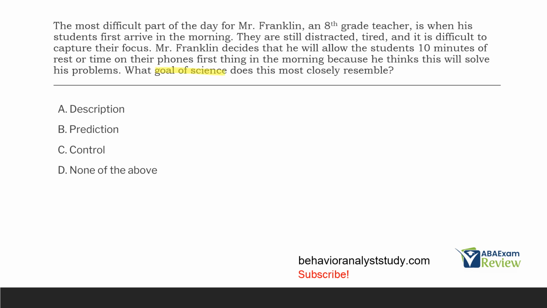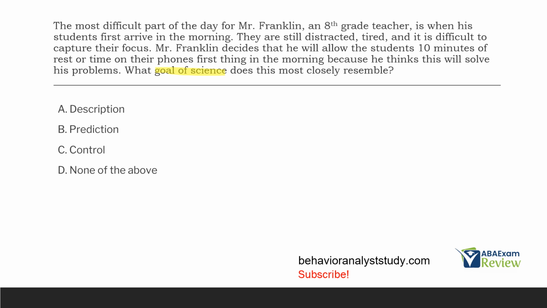All right, goal of science at the very beginning of our task list. What are the 3 goals? Description, prediction, and control. Description is the lowest level. We're simply describing a phenomenon. Something is happening, we're talking about it. Description would be Mr. Franklin describes his students when they first arrive as distracted, tired, and unfocused. He's describing a phenomenon. Prediction is now going to be a hypothesis.